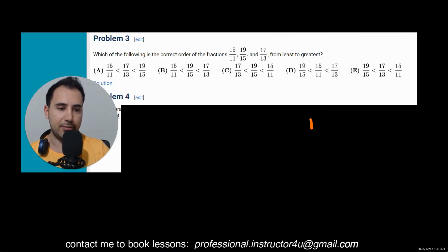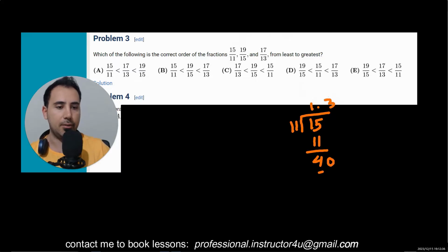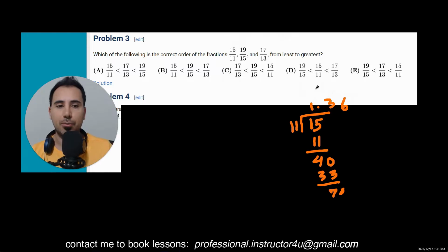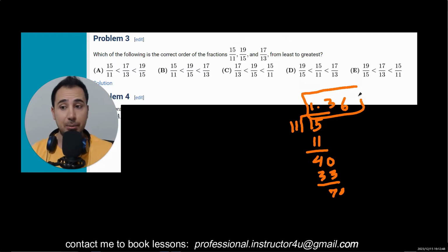So you go, okay, 15 divided by 11. You just divide them. It's going to be here 1. Minus 11. It's going to be 4. So 0, point here, 40 is going to be 3. 33. So it would be like 70, and you would go on like this. So you do this for all the 3. You turn them all into decimals, and then you could easily compare. This is the general way.